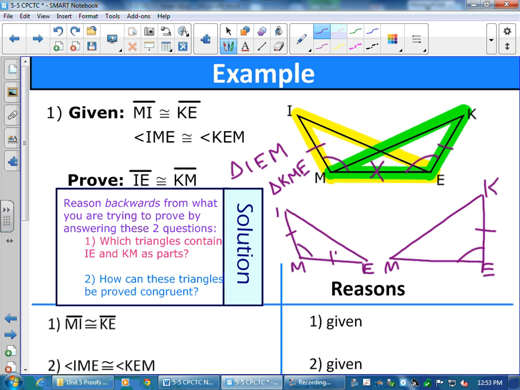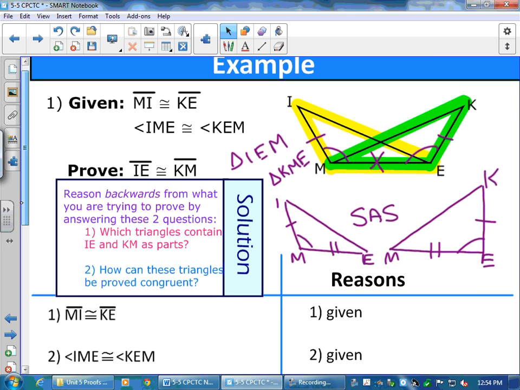Here and here. They share that. So then I can just start by filling in my proof. You can see that these two triangles will be proved by one of our normal 5 methods, side angle side. So I need to do that first. Okay, so let's do that first.